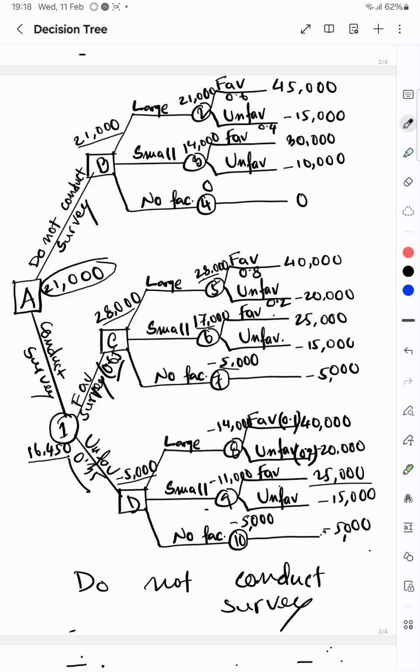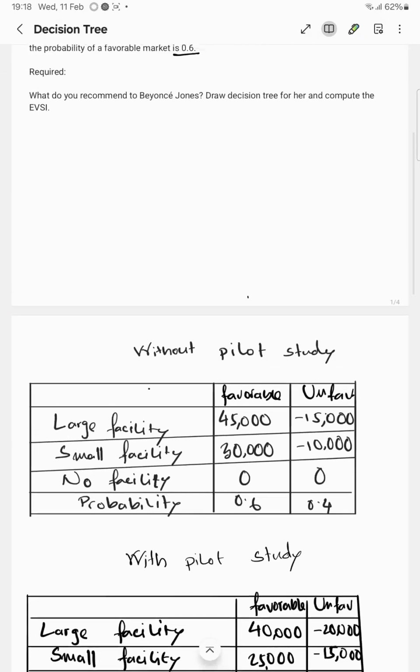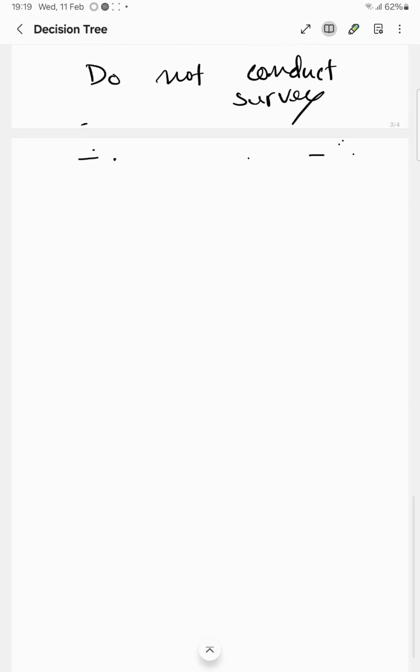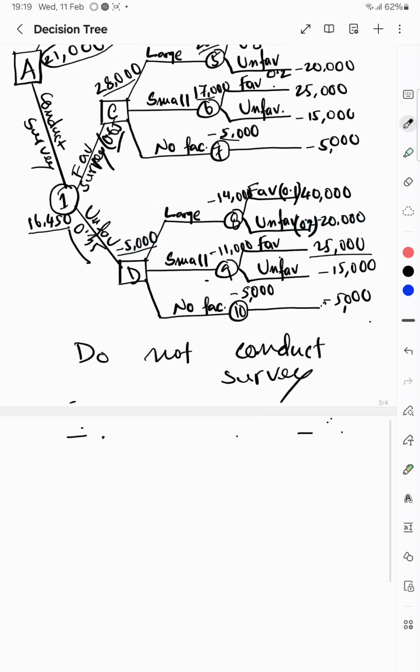Now our question also asks us something else. It asks us, what do you recommend to Beyonce Jones? We recommend her not to conduct a survey, and draw decision tree and compute the EVSI. It is also telling us to calculate EVSI. EVSI means expected value of sample information, her survey. So let's calculate EVSI.